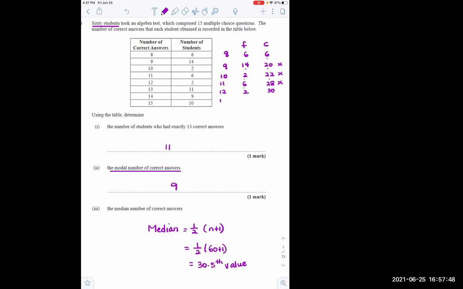Which means the median would be the average of these two numbers. So the median is 12 plus 13 divided by 2, which is 12.5. Do you all see that?